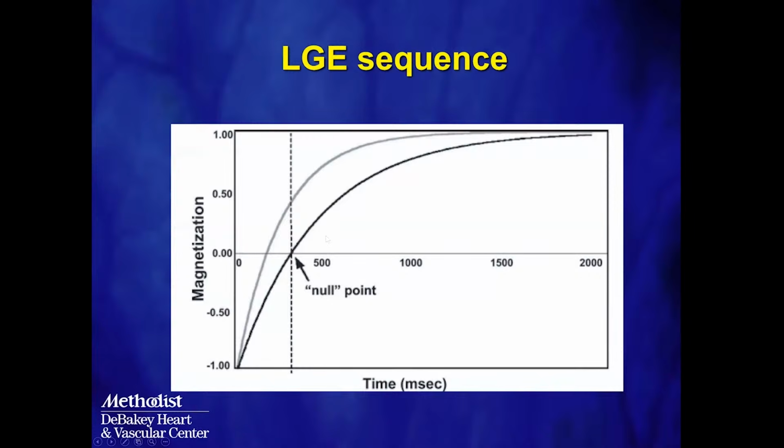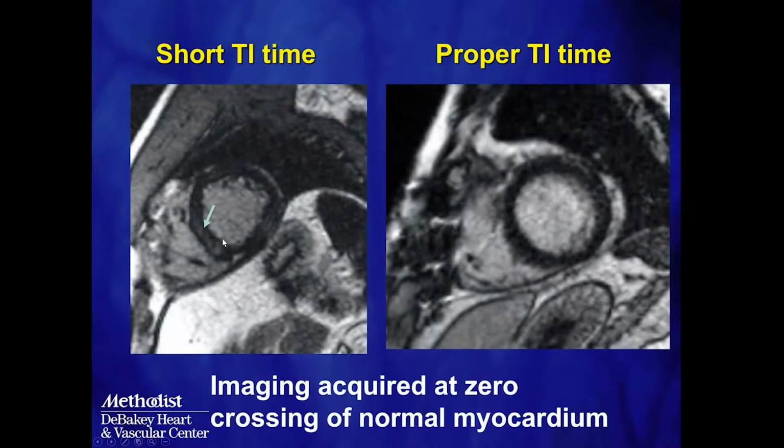When we talk about the late gadolinium enhancement sequence, we typically try to image the heart when it reaches the nulling point. And we can notice that if I have a different inversion time, so the shorter the inversion time, the myocardium will be below the baseline. It will have a brighter signal. And it's really important to select the proper nulling time so that you don't call this scar while it's actually a normal myocardium that has not fully recovered yet. And imaging should be acquired at the nulling time point of 0 for the myocardium to cross the 0 line.